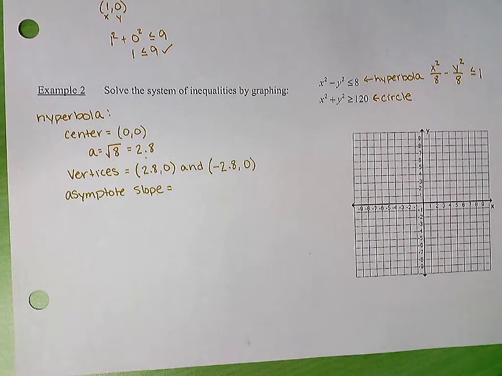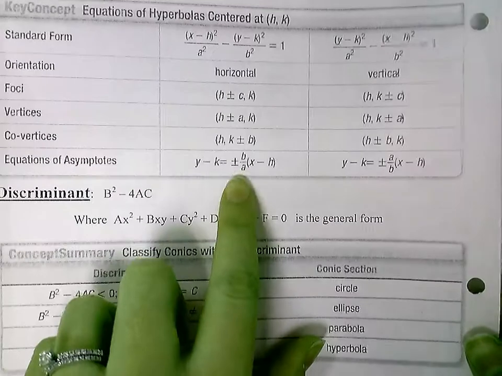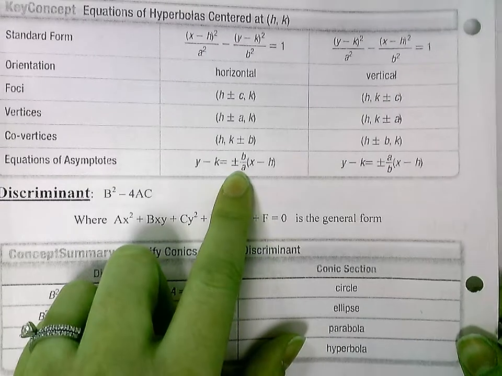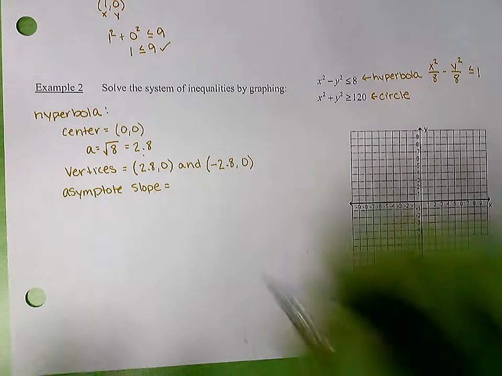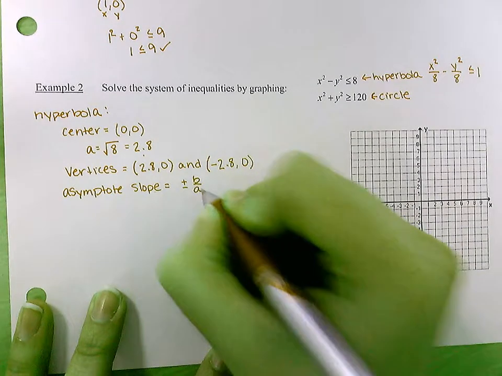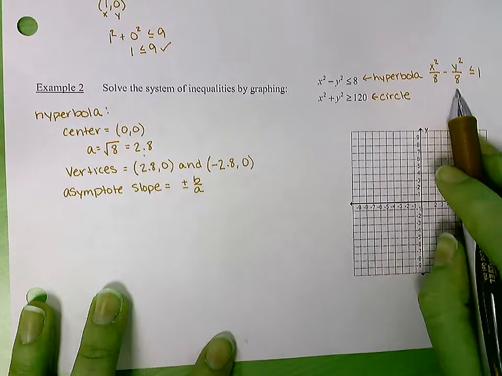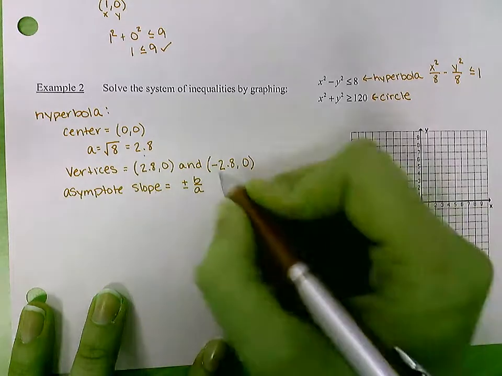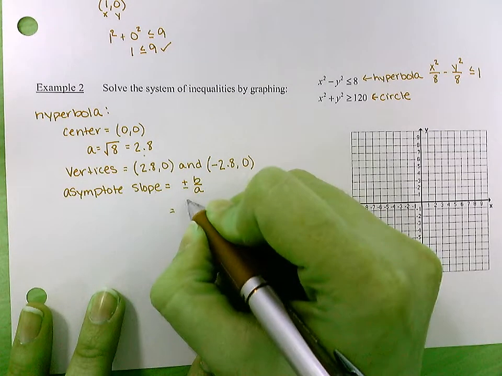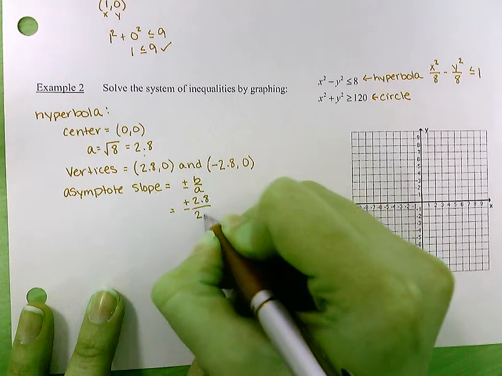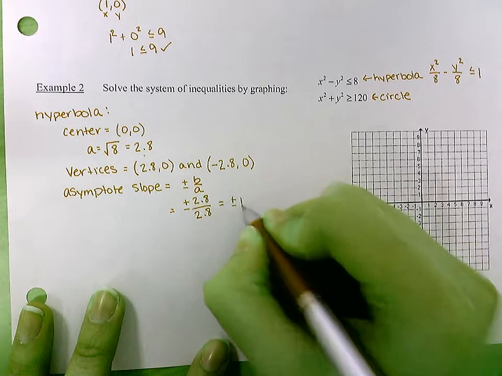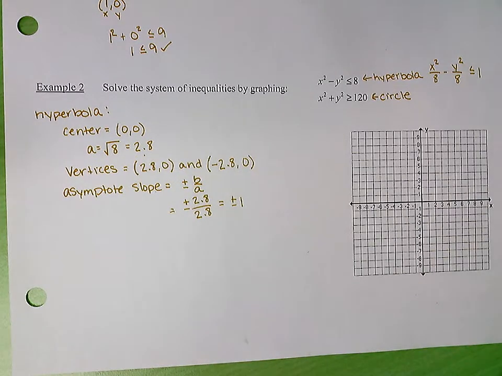Okay, so your asymptote slope, that would be this one right here, plus or minus b over a. Since a and b are the same here, they're both the square root of 8, it would equal 1. So I would have plus or minus 2.8 over 2.8, which is just plus or minus 1. So now I can graph this hyperbola.